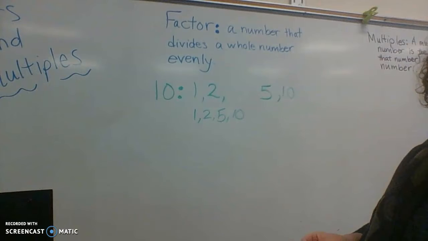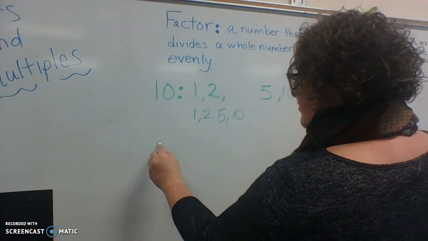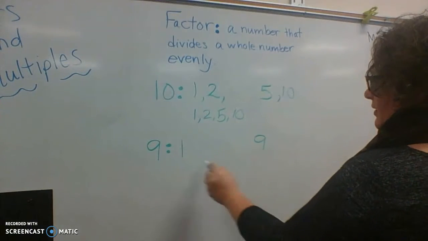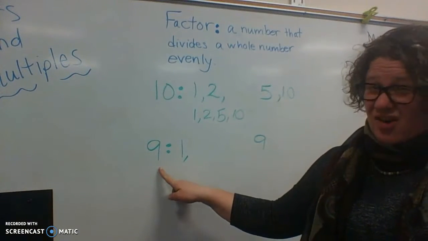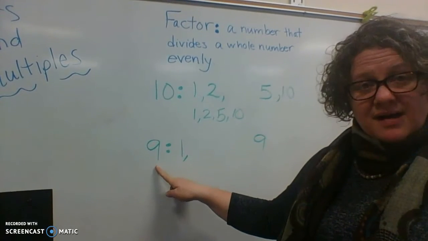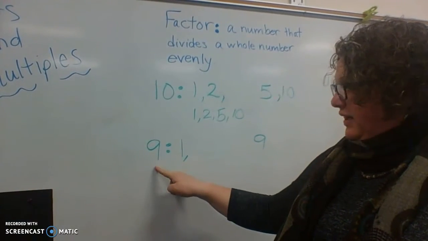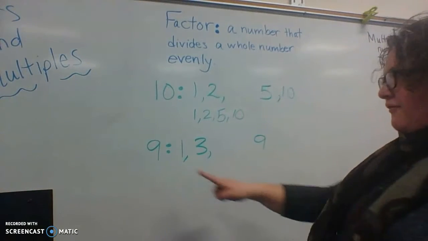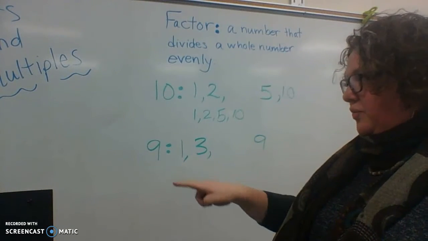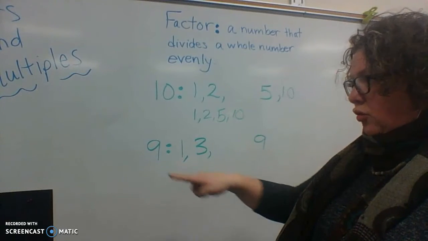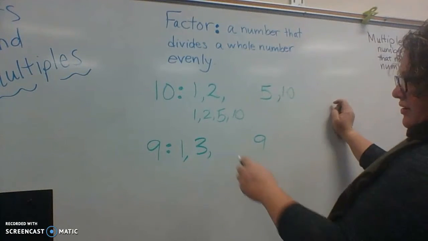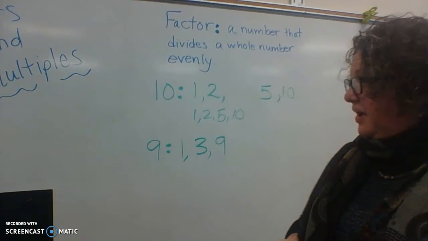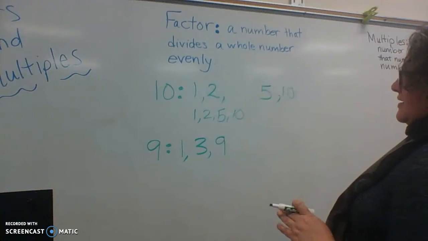Okay, we'll try a couple more. Let's think about the factors of 9. We start with 1 and 9. Does 2 go into 9? No, because 2 is an even number and 9 is an odd number. 3 goes into 9. 3 times 3 is 9, right? And I think of 4, nope, doesn't work. 5, nope. 6, nope. 7, nope. 8, nope. 9. So the factors of 9 are 1, 3, and 9.